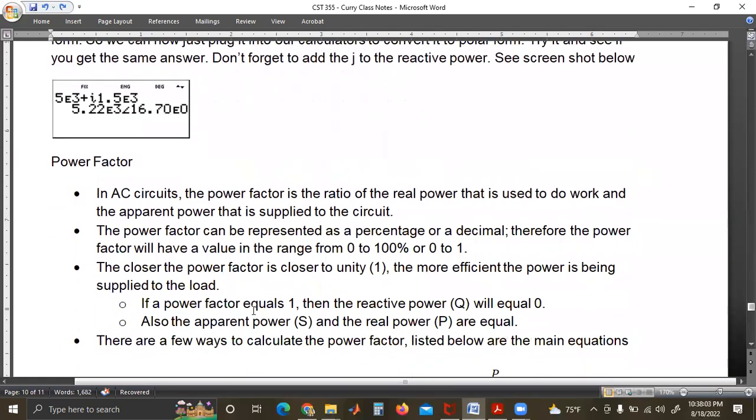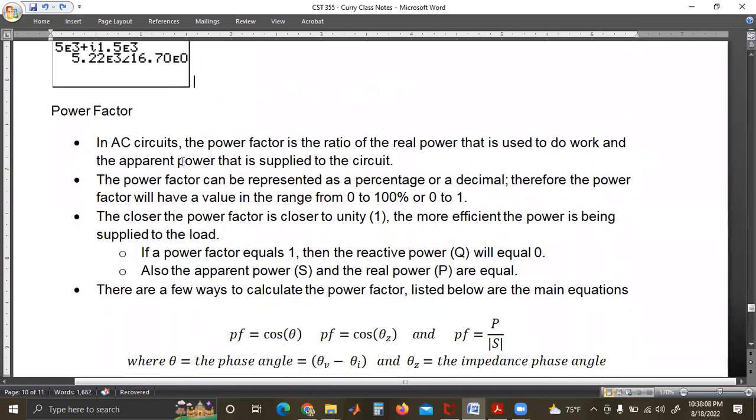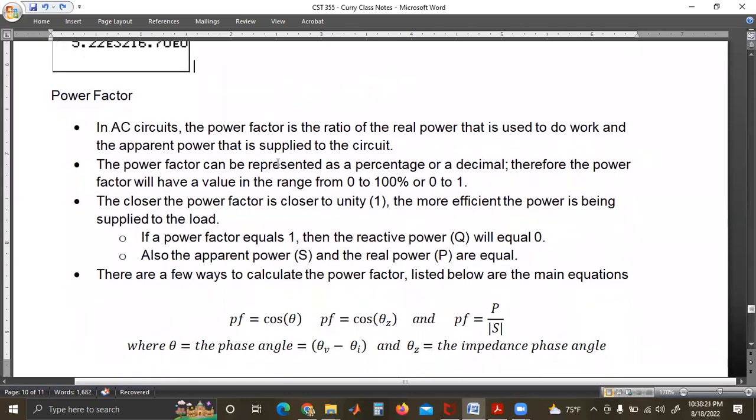All right, so the next section is the power factor. In AC circuits, the power factor is the ratio of the real power that is used to do work and the apparent power that is supplied to the circuit. The power factor can be represented as a percentage or a decimal. Therefore, the power factor will have a value in the range from 0 to 100% or 0 to 1.